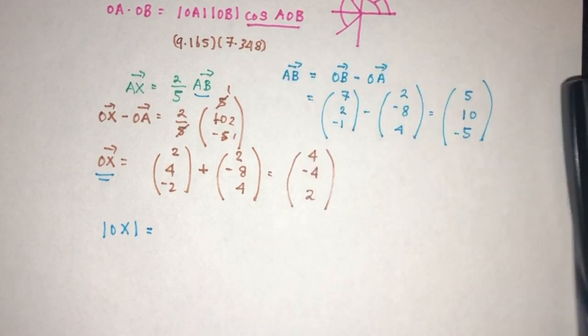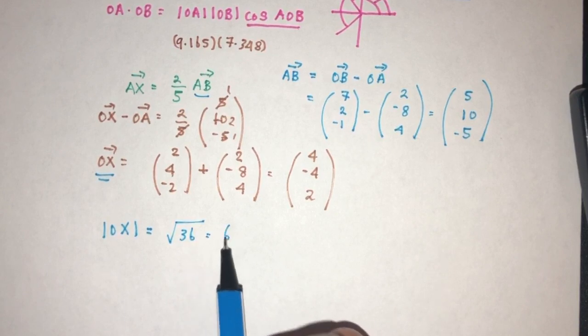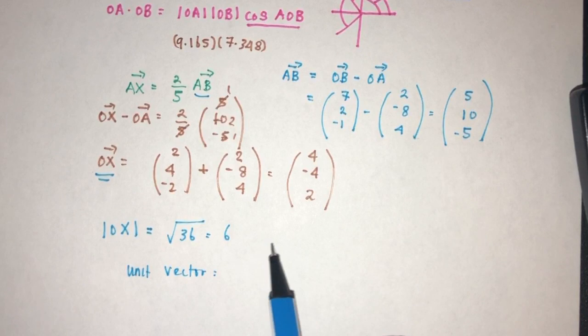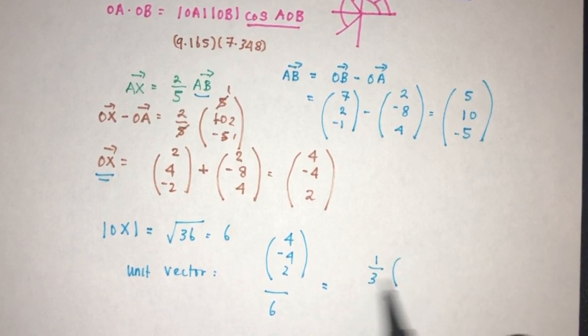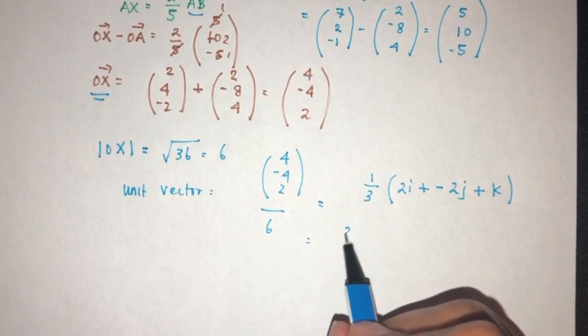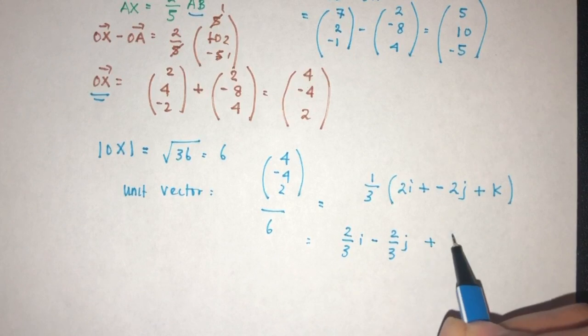That should be this, 36. So the magnitude will be square root of 36. That should be just 6. So the unit vector should be what? The vector itself, which is this, divided by 6. So we can divide by 2 here, you will have 1 over 3. And that should be 2i minus 2j plus k. Or you can simplify if you want to. 2 over 3i minus 2 over 3j plus 1 over 3k.